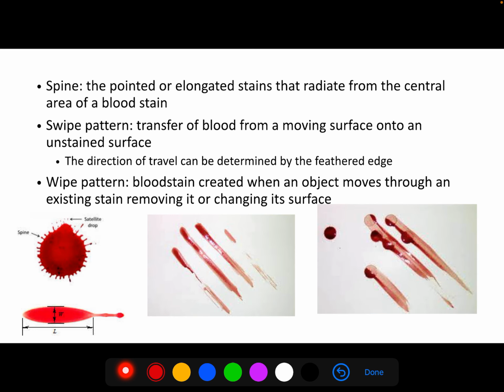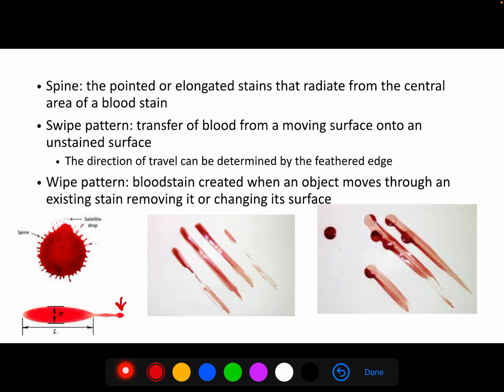With blood drops, we also have spines. So these are still going to be attached to the parent blood drop, but it's going to be the pointed or elongated stains that radiate from a central area of a blood stain. So the satellite drops were detached from the original blood stain, whereas spines are still attached to the original blood stain. So you can see that in the pictures on the left. The spines are still attached to this blood stain. In the bottom one, the tail is still attached, so that would be considered a spine. If this part at the end separated, it would be considered a satellite drop.